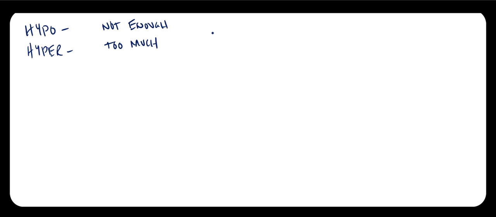Or hyper is too much. You have hypertension. Your blood pressure is too high. And we're going to put those on the end of two roots. The roots of volume or tone. So we're going to turn those into adjectives. So we're going to have tonic or volemic.